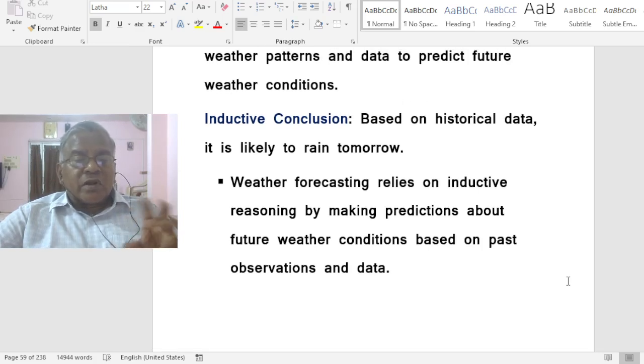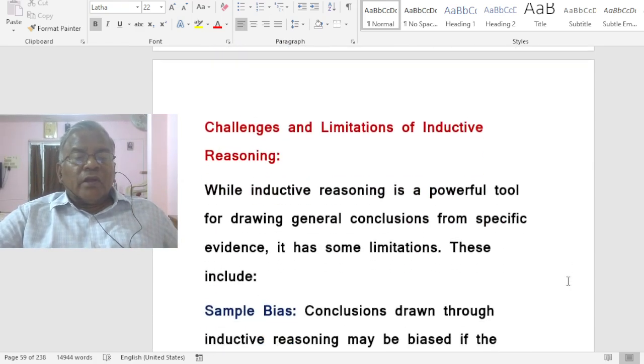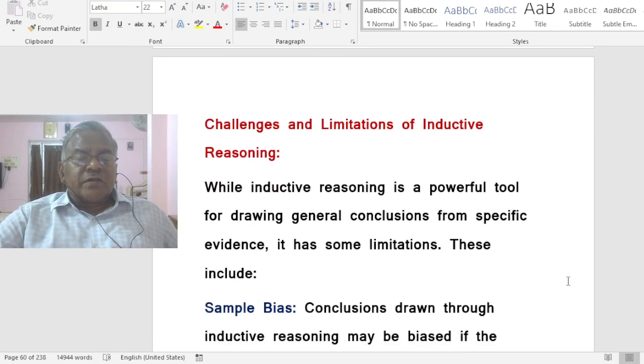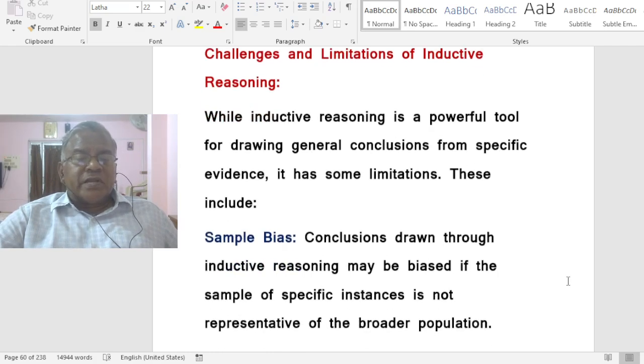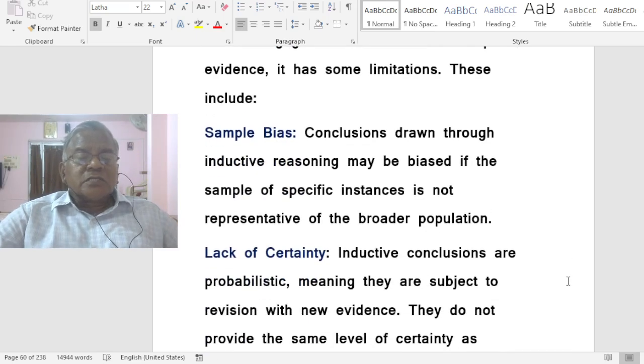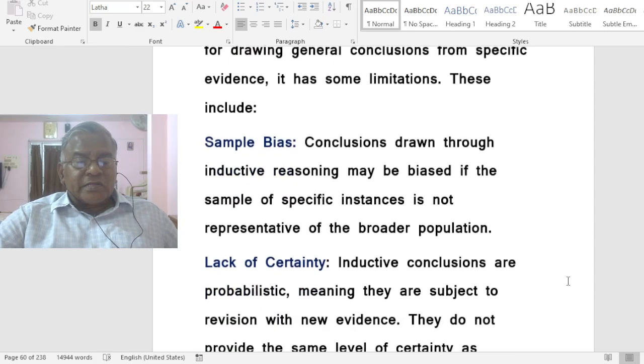So, based on historical data, it is likely to rain tomorrow. You come to a conclusion. What are the challenges and limitations of inductive reasoning? Just now we have seen that anyway. While inductive reasoning is a powerful tool for drawing general conclusions from specific evidence, it has some limitations. These include sample bias. Very important, these challenges and limitations with regard to inductive reasoning.